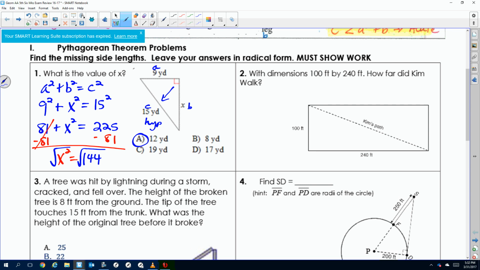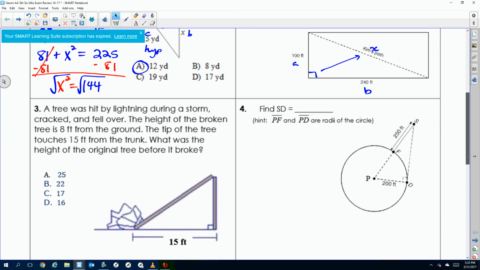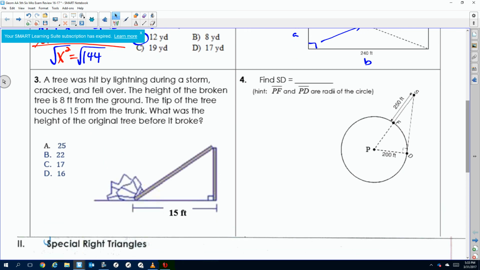Okay? So number 2 is asking you to do the same thing. I want you to recognize this is a rectangle, so you will have a right angle, and then you will have a hypotenuse of c, which is what you're trying to find, and then you have your legs. Go ahead and see if you can do that one. I'm going to go on and talk about number 3, which is test-like and was on a previous test. You want to look at those to help you study as well.